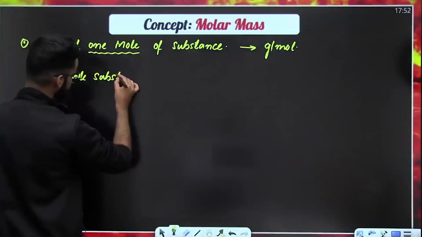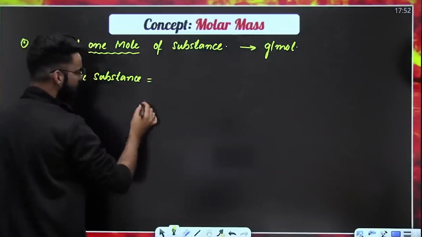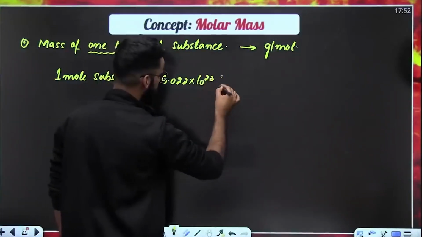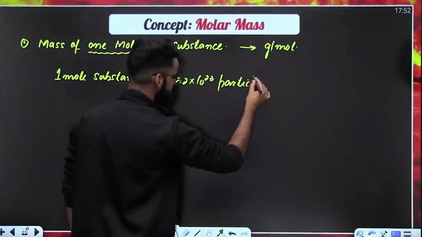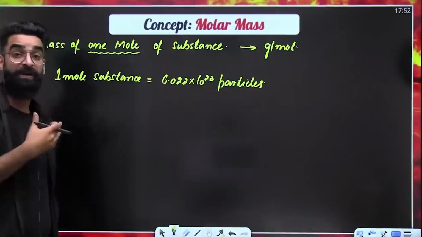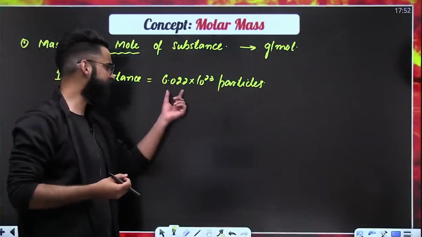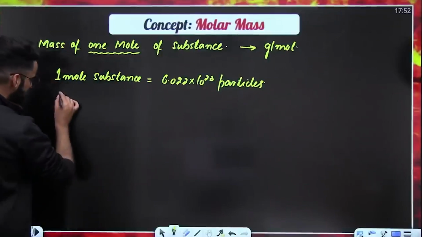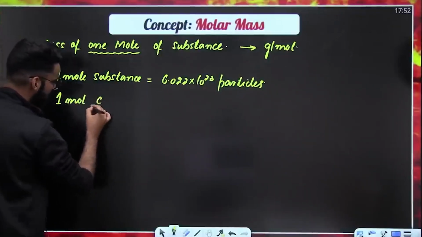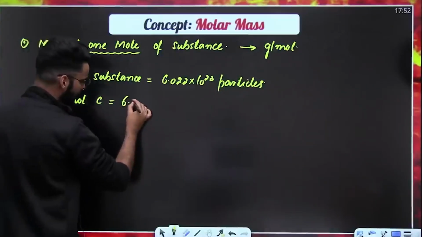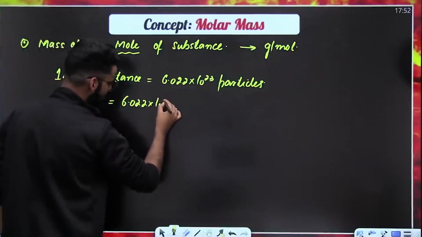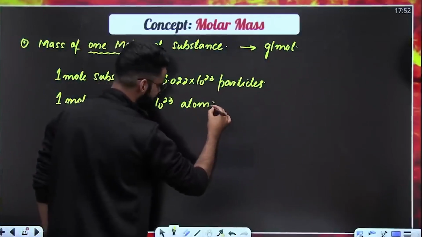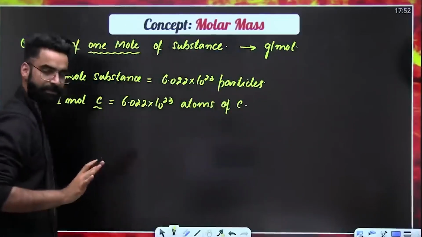If I'm writing 1 mole of a substance, what does that mean? That means we have got 6.022 × 10^23 particles of that substance. If I say I have got 1 mole of carbon, what does that mean? That means I have got 6.022 × 10^23. Since carbon is in atomic form, I'll be writing atoms of carbon. As simple as that.